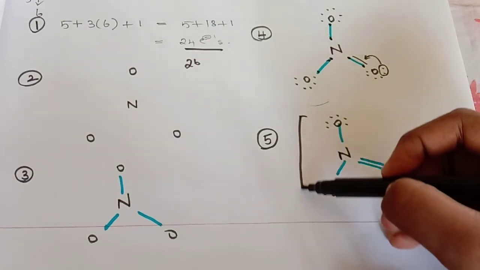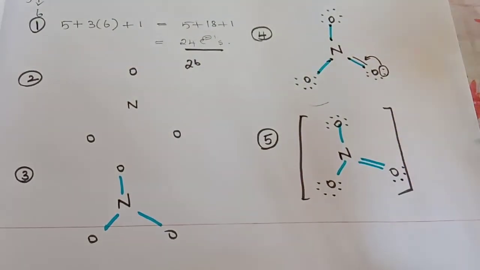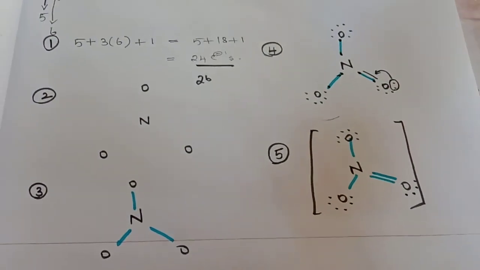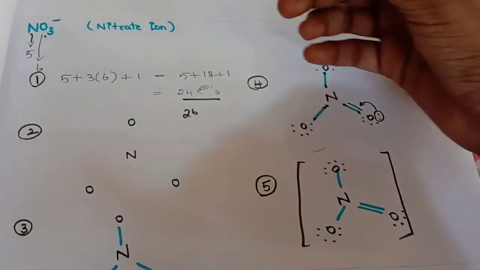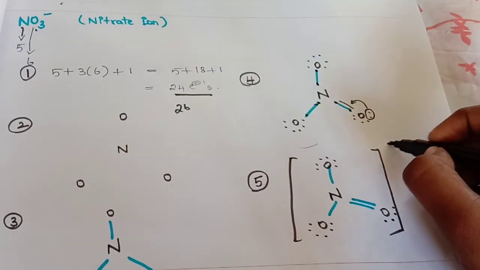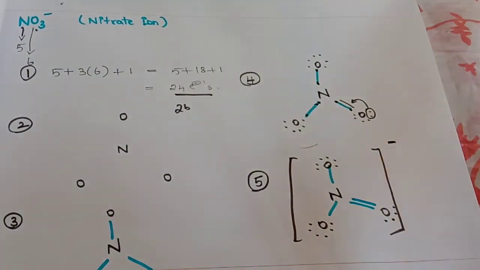You just enclose it in your square bracket, and you have a minus here, right? Can you see it? NO3 minus you have, no? So you're going to add that minus here. Finally, you have completed your Lewis dot structure, and this is the process to draw the Lewis dot structure. If they give any structure, you can easily do it.